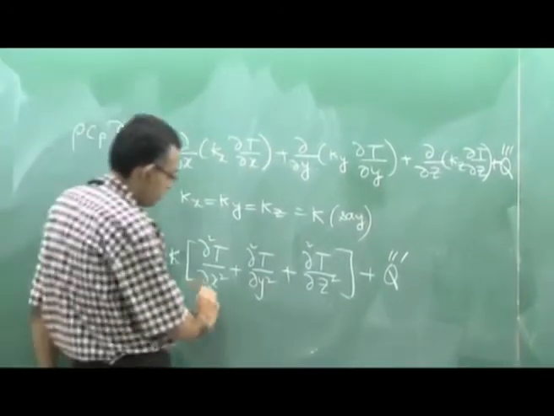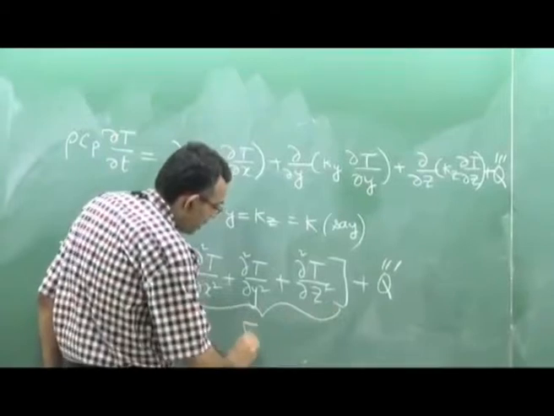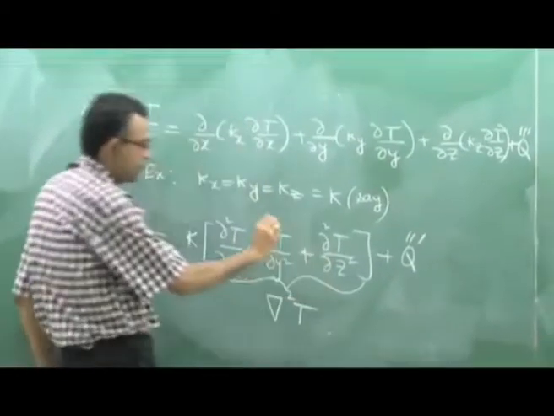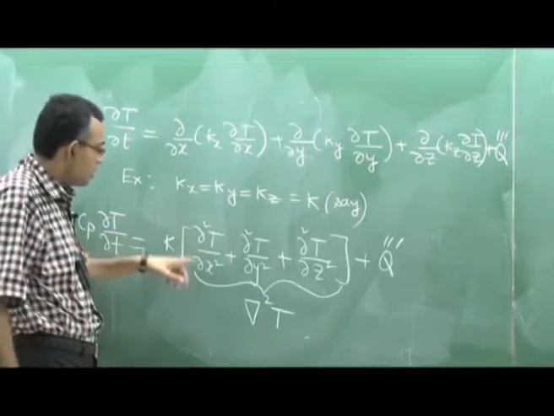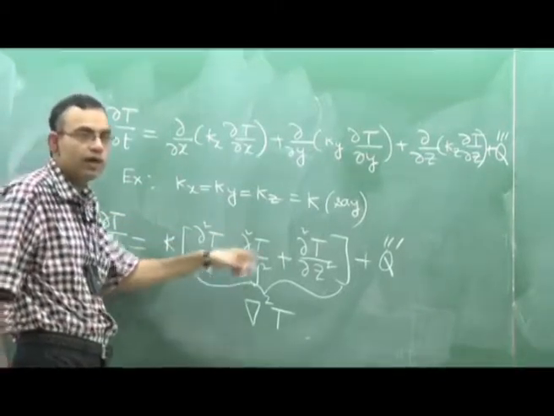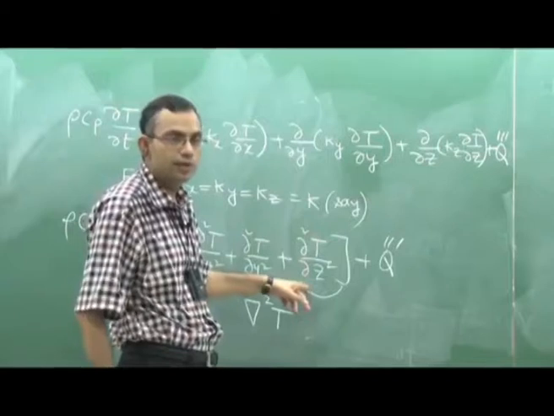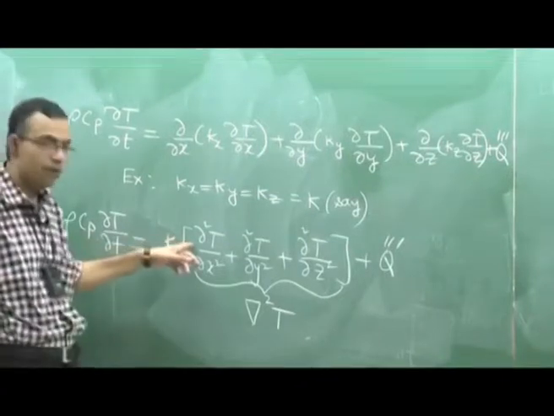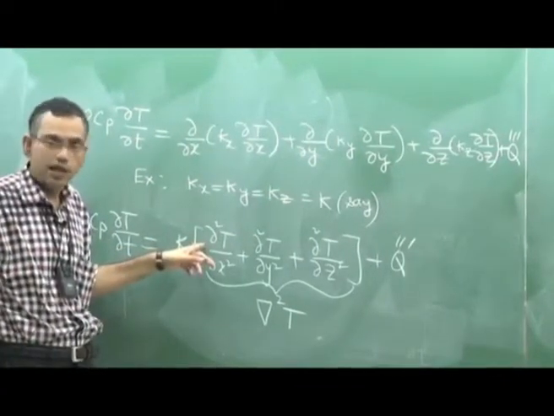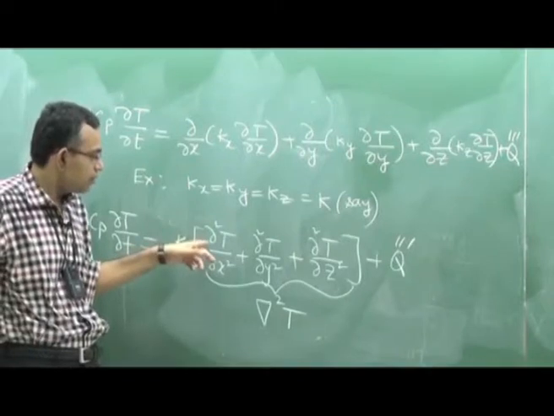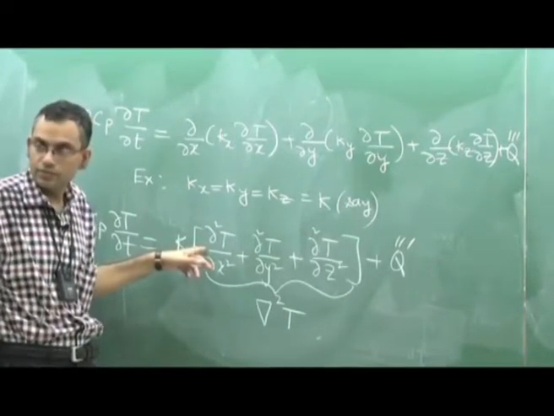This, in compact vector calculus notation, can be written as the Laplacian of T, or del square of T, where del square is del square del x square plus del square del y square plus del square del z square. Now, as is obvious, this form of the equation is valid for a Cartesian coordinate system.